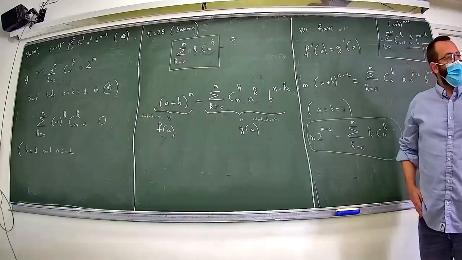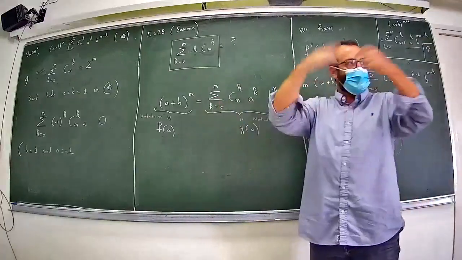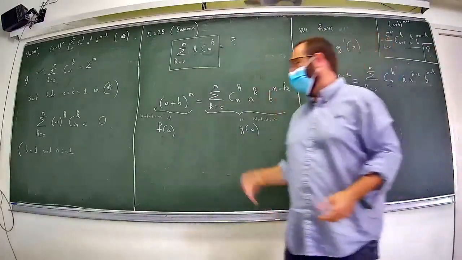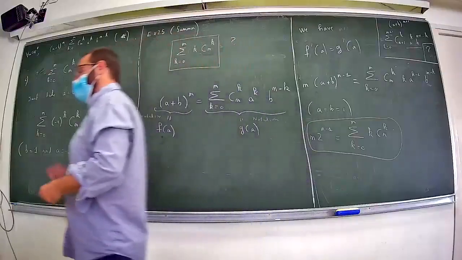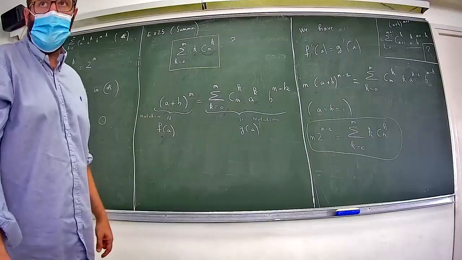Do you have questions? If it's the first time you see this trick, I don't say that everybody has to be able to do it this way, but now you have seen it. So to make a k appear, it is not that bad to think about derivatives.